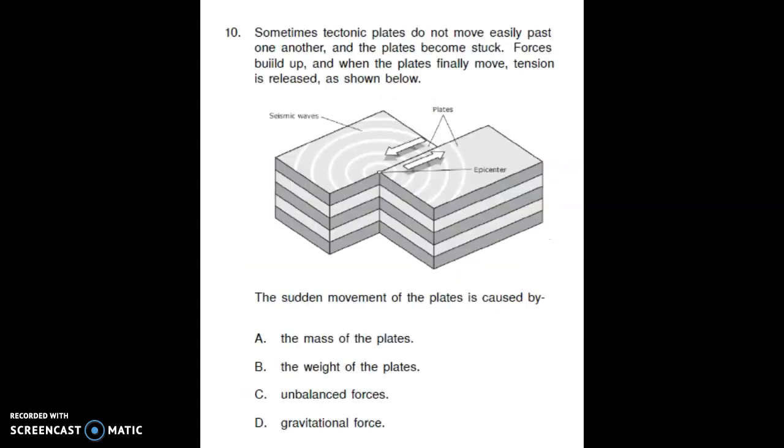Question 10. Sometimes tectonic plates do not move easily past one another, and the plates become stuck. Forces build up, and when the plates finally move, tension is released as shown below. The sudden movement of the plates is caused by A. The mass of the plates, B. The weight of the plates, C. Unbalanced forces, or D. Gravitational force.